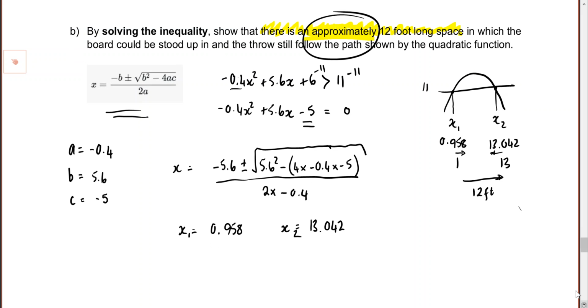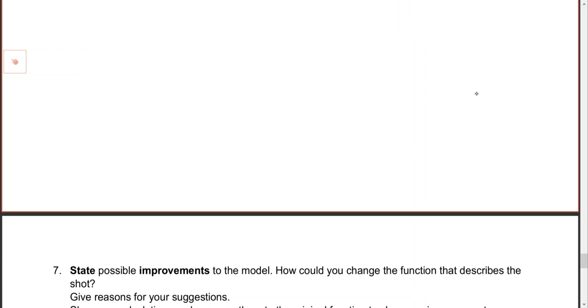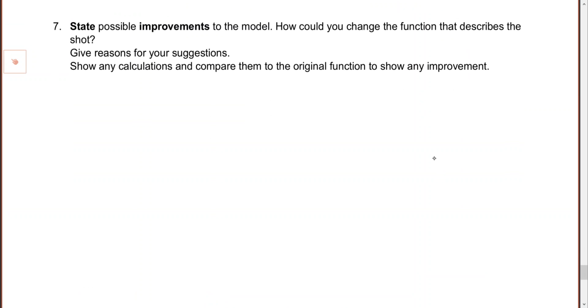All right. Now, just to finish us off. I think you were all finished off way before this. It says, state possible improvements to the model. How could you change the function that describes the shot? Give reasons. So I'm actually looking for what you could do. This is really like the level 8 question. This is where maybe you're going to go, how am I supposed to know that? But you'll know that if you did a bit more research into quadratics.